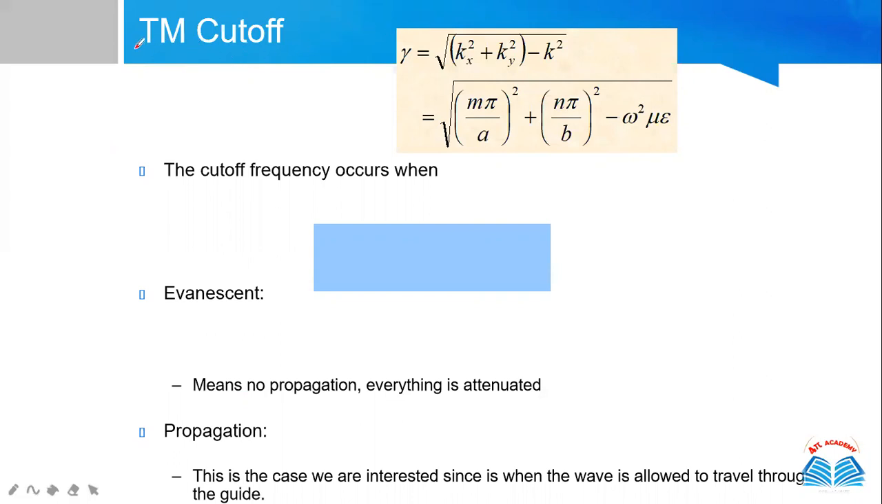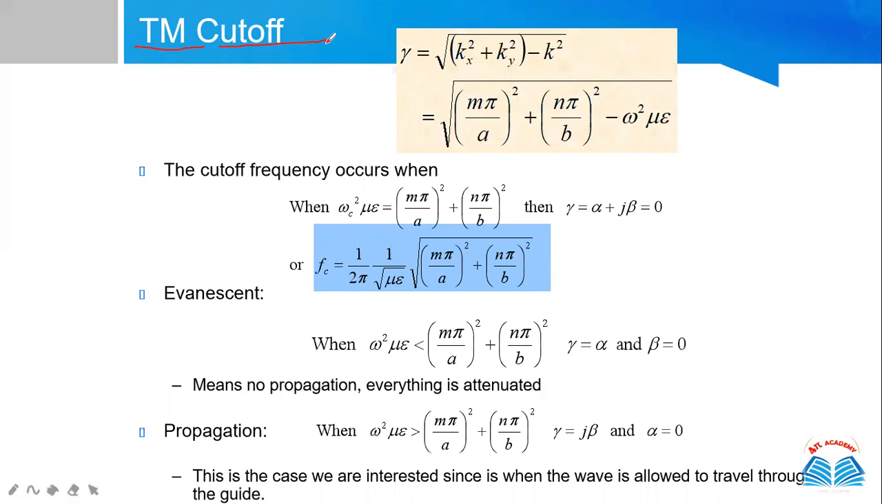If we are talking about transverse magnetic mode, there will be a cutoff. These are the values for transverse magnetic mode. Gamma is the square root of kx square plus ky square minus k square. So kx is m pi over a, we know this thing. ky is n pi over b, and k square you already know, omega square mu epsilon. So this is the value of your gamma. If a question is coming to calculate gamma, then it will say calculate the attenuation constant. This gamma is basically the attenuation constant.